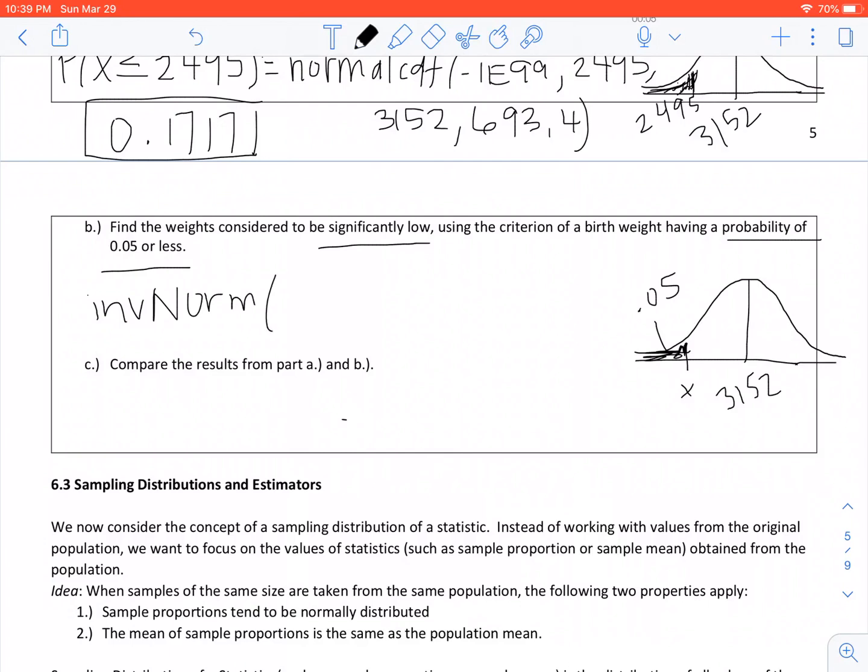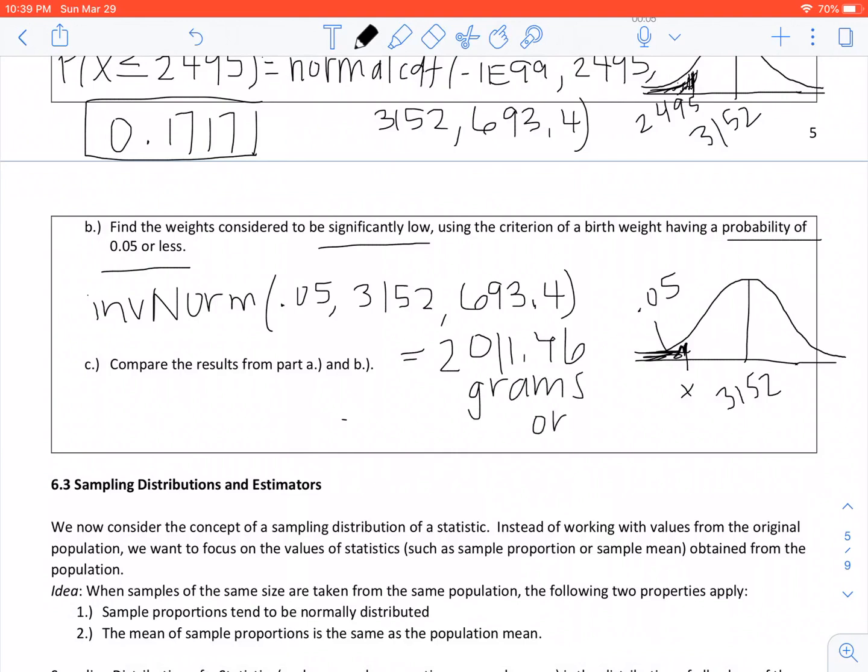And inverse norm is the area to the left, which is 0.05, comma, the mean, which is 3,152, comma, the standard deviation, which is 693.4. Close your parenthesis, select enter, and the weight would be 2,011.46 grams or less. So I'm going to leave part C for you guys to look at.